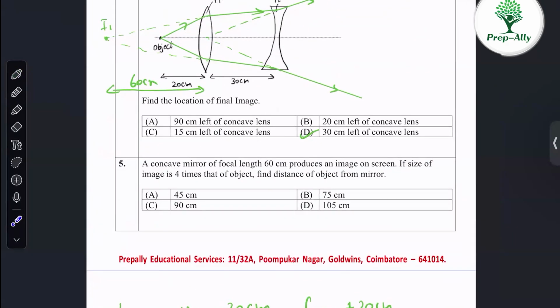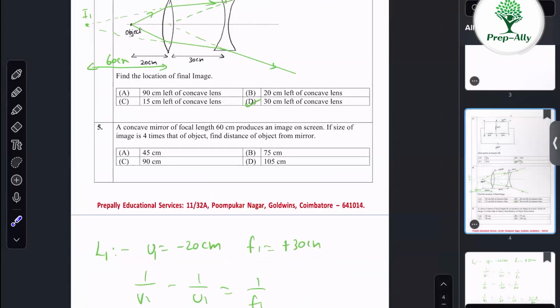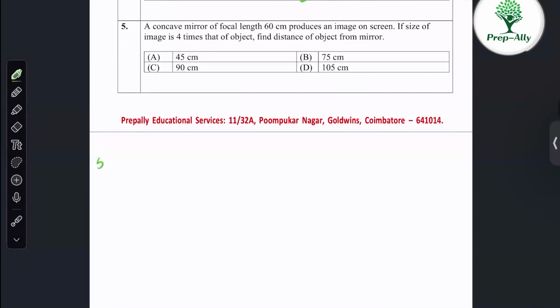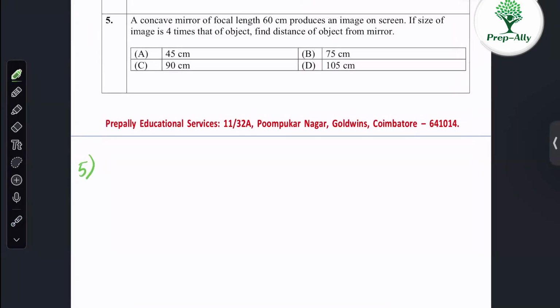Then the second part: a concave mirror with a given focal length produces an image on the screen. The size of the image is 4 times that of the object. Find the distance of the object from the mirror. So in question number 5, the concave mirror produces an image on the screen. Since the image is formed on the screen, it's a real image. For a concave mirror, the focal length is negative.